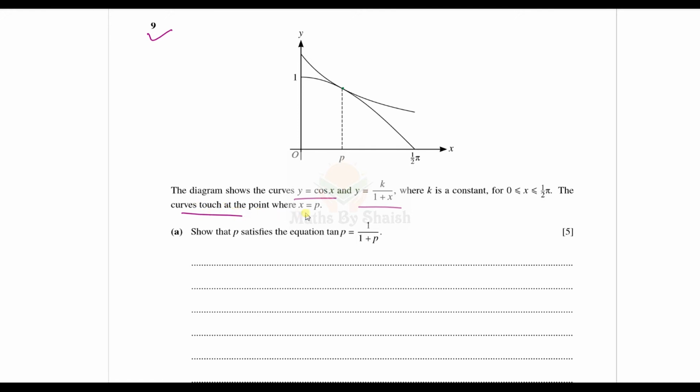So we know that when two curves touch each other, there are two pieces of information we know. One is that at that point both the y values will be the same, and if you draw a tangent, that tangent will be a common tangent, and common tangent means common gradient. These two things we will use to show that p satisfies this equation.